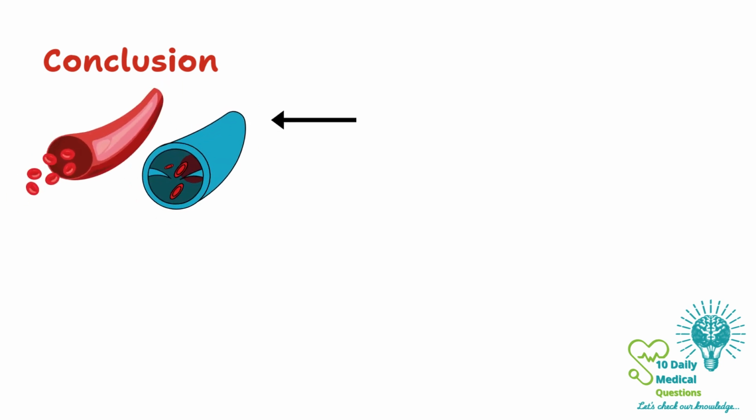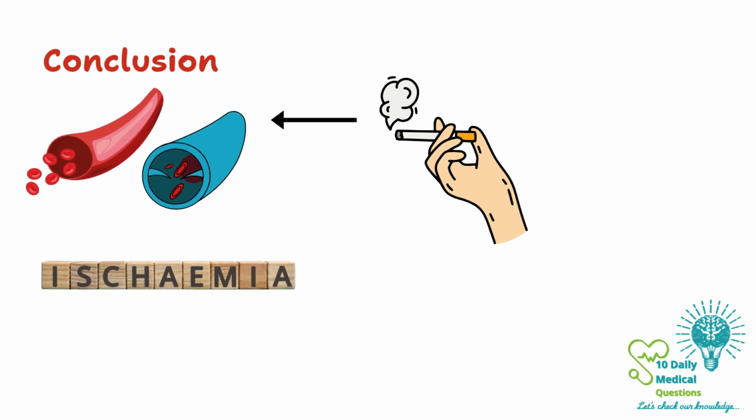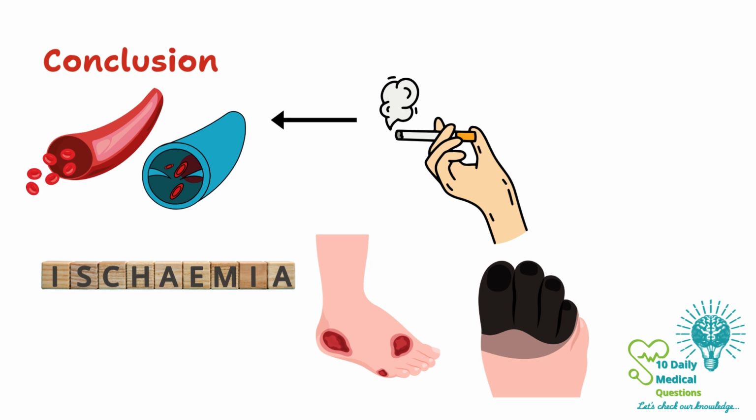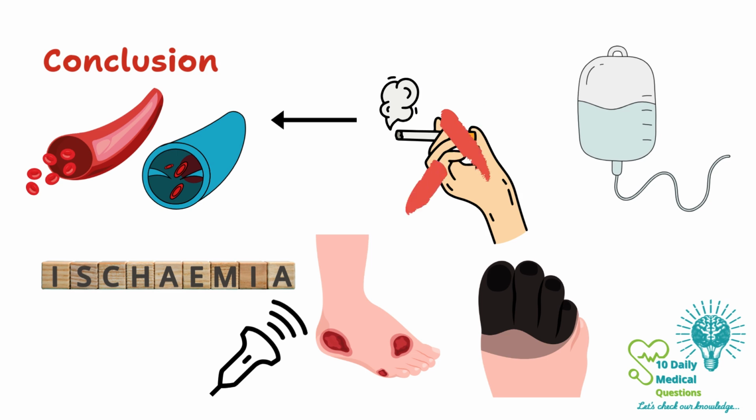Conclusion: To summarize, Buerger's disease is a progressive inflammatory vascular disease linked to tobacco use. It affects both arteries and veins, causing ischemia, pain, ulcers, and potentially gangrene. Diagnosis is based on clinical presentation and imaging, while treatment focuses on smoking cessation, vasodilators like Iloprost, pain management, and in severe cases, surgical interventions. Early diagnosis and lifestyle changes are critical in preventing severe complications.